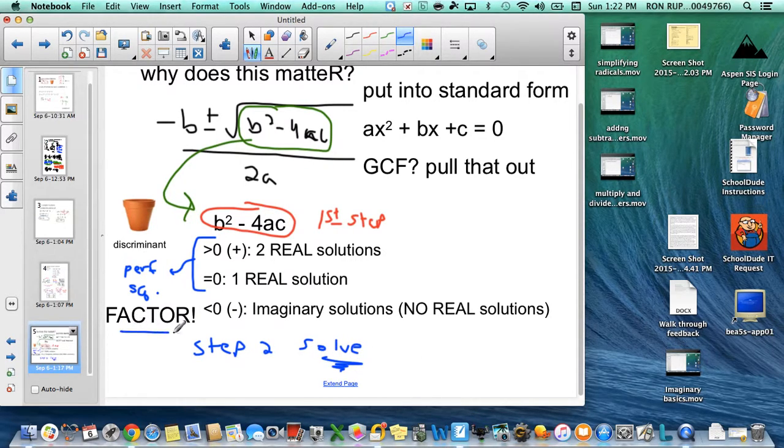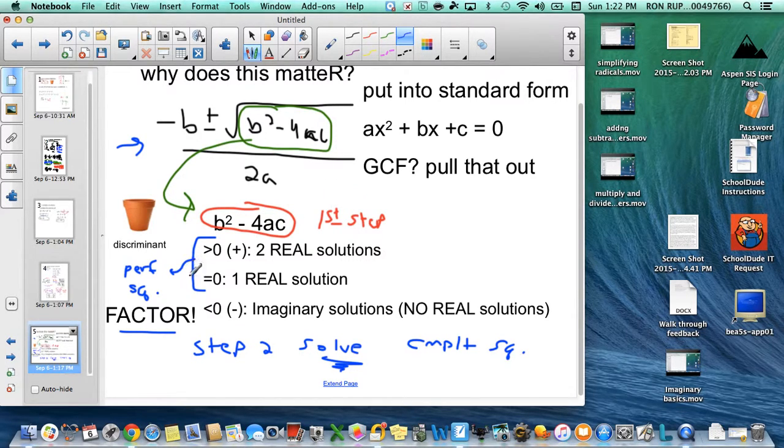You could factor it, you could use the quadratic formula, you could complete the square. You remember that? I'm abbreviating, complete the square. We did videos on that. And so it's quite simple. If you put it into this form, pull out a greatest common factor, use the discriminant, and you get a positive perfect square, that means you're going to have two real solutions, and it can be factored. Go ahead and factor that bad boy, save yourself some time.